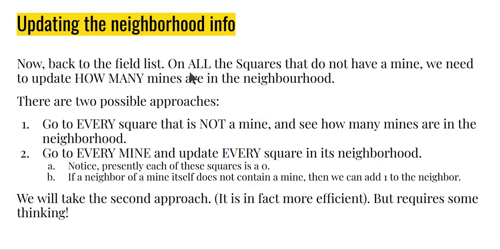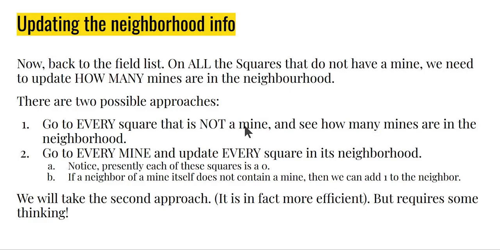The idea is that on all the squares that do not have a mine, we will update how many mines are in the neighborhood. Now, again, there are two possible approaches for this. The first approach would be to go to every square that is not a mine and then see around it, see how many mines are in the neighborhood. So neighborhood, of course, we know from the function that we created, but then we can go and see, okay, if all those are mine, then I know what's the number that I should put.